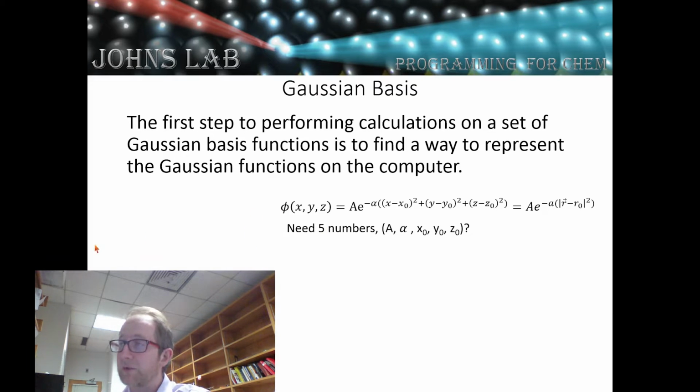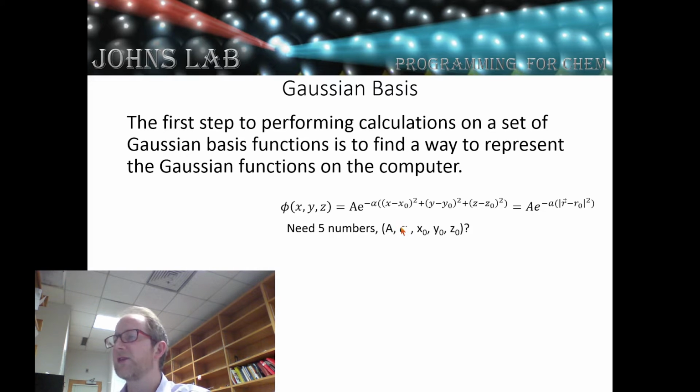We need to know the amplitude of our Gaussian function, our exponent, which we're going to call alpha, and its x, y, and z location. So if this is a three-dimensional Gaussian, x, y, and z, it takes this form. So we have x naught, y naught, z naught. And that's it, those 5 numbers: our normalization, our exponent, and our location.